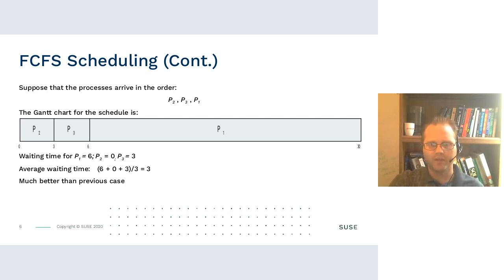Imagine if we reordered these jobs so that the shortest job were to run first instead. P2 would execute first, then P3, with a waiting time of only 3 cycles. And finally, P1 would execute, having only waited 6 cycles. The average waiting time works out to a mere 3 cycles. Clearly, this waiting time is far superior to using first-come, first-served.